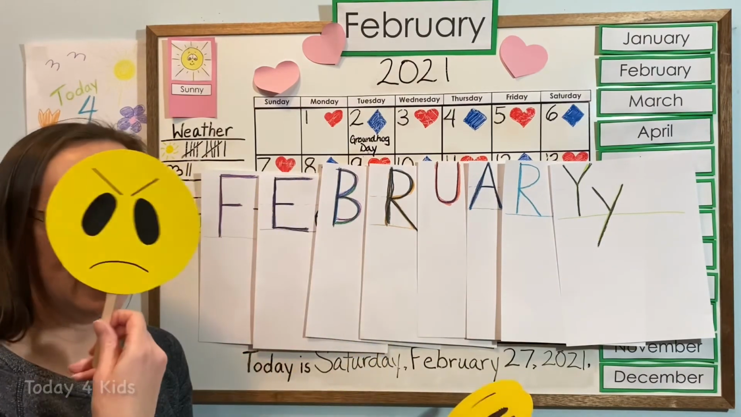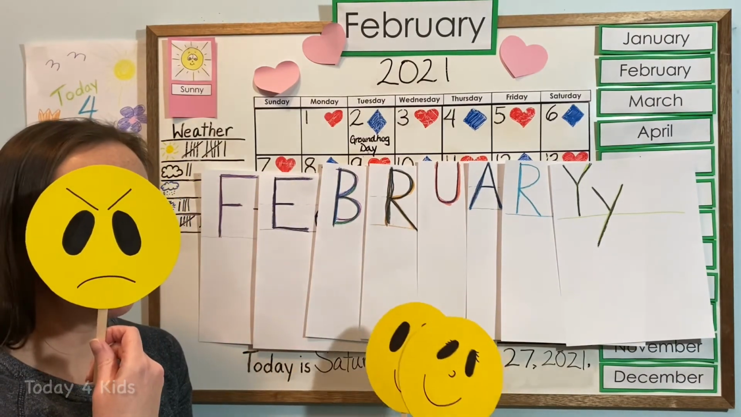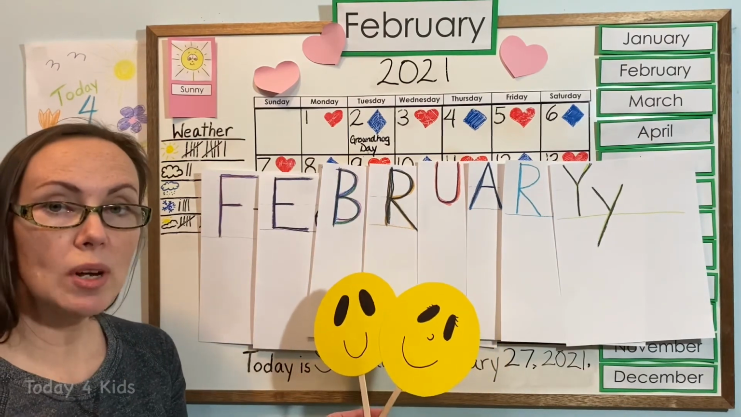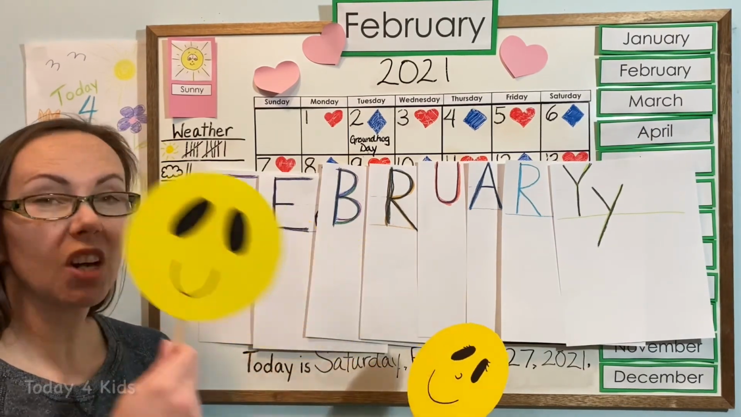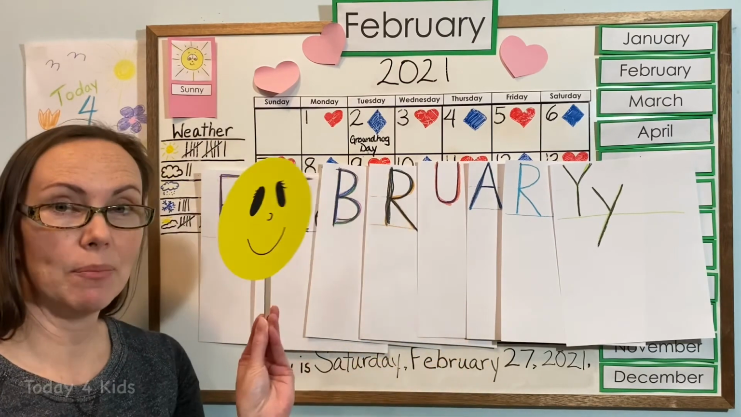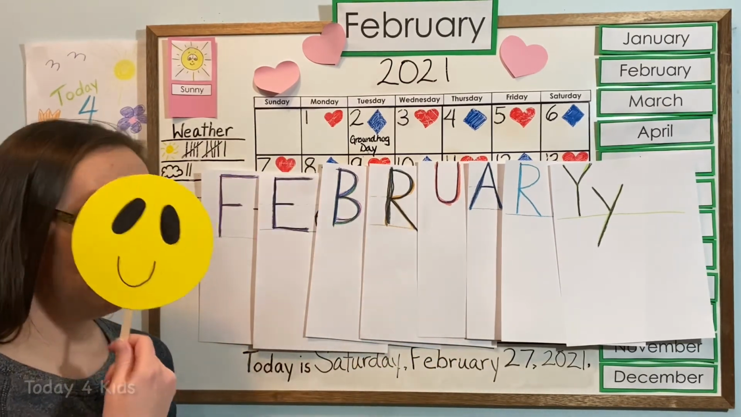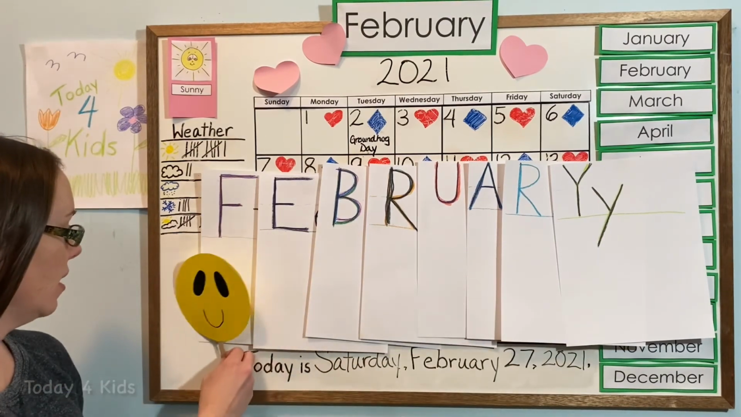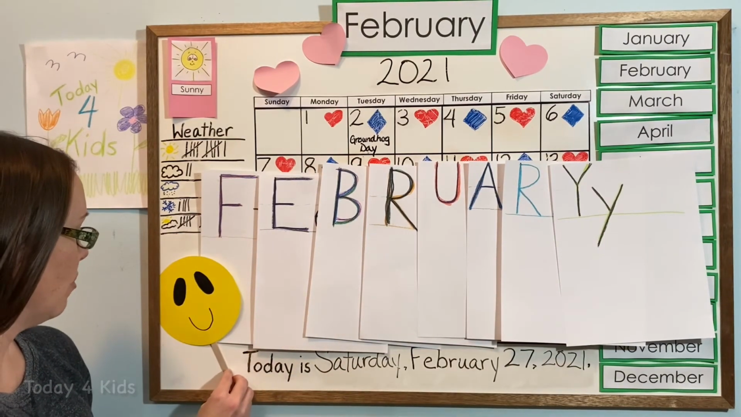What about angry? Did something happen today to make you feel angry? It's okay to feel angry too. You could talk to a grown-up about it. Maybe they can help you feel better. Are you excited or are you happy? I think I'm excited. I'm excited because we worked really hard together all month and we learned how to spell February. So I'm going to put excited on my board.